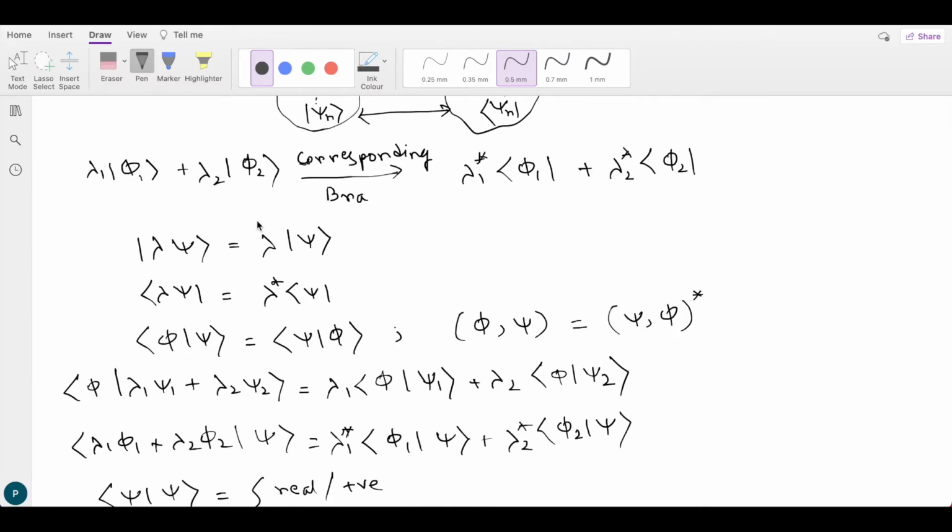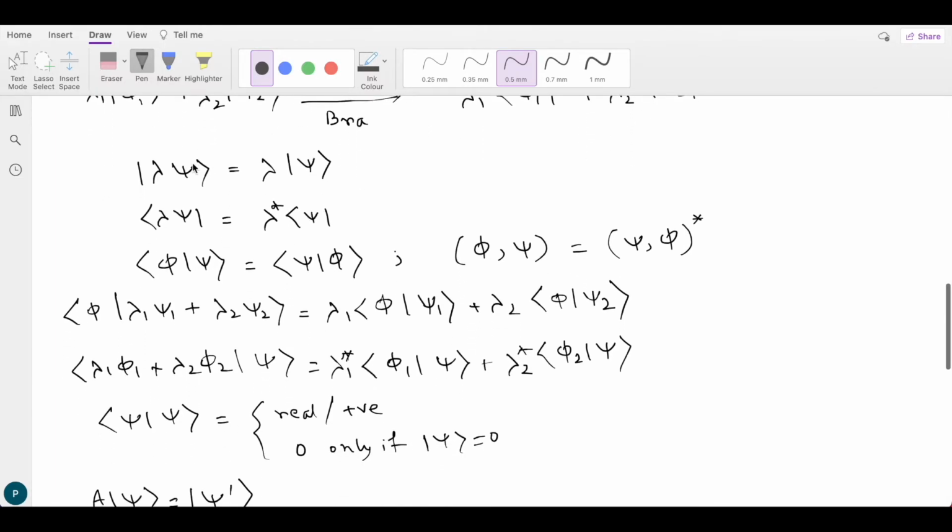So how can we transform any ket representation to its bra representation? Just write the bra corresponding to the ket and change the variables to their complex conjugates. That's all. And these are some representations. Let's say what is lambda psi ket. This is lambda psi ket. And what is bra lambda psi? This is lambda star bra psi.